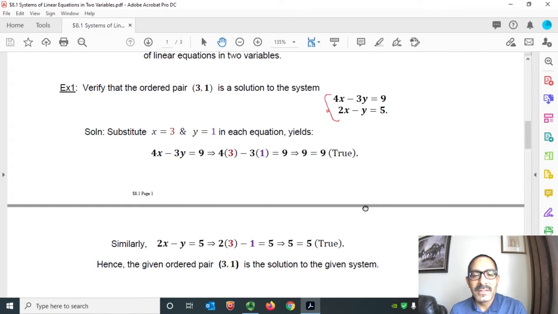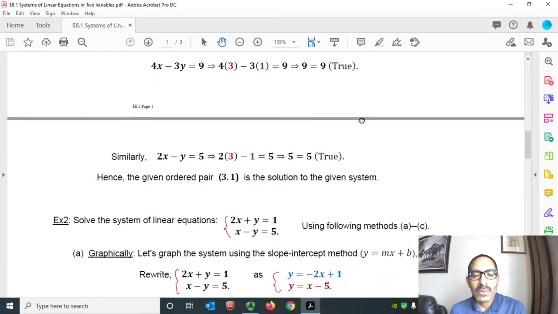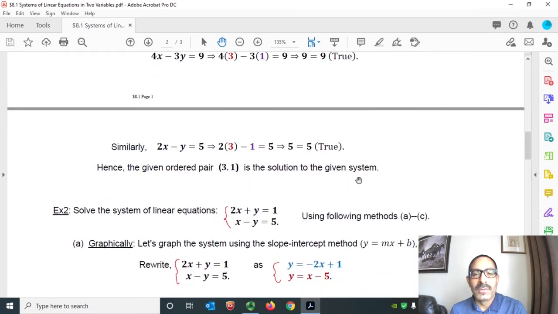So that means the given ordered pair (3, 1) is the solution to the given system. Great. I hope this idea makes sense to you all. Now let's move on. Let's take example 2.